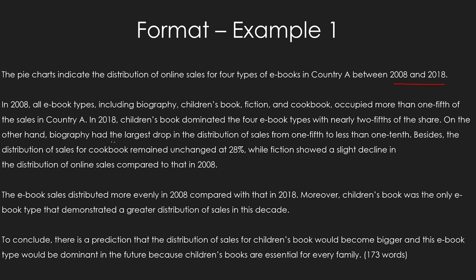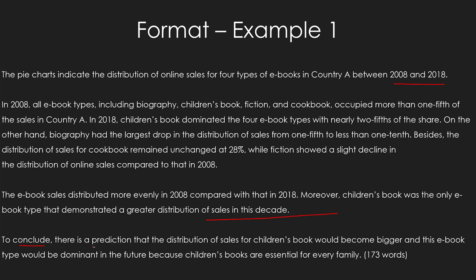On the other hand, biography had the largest drop in the distribution of sales from 1/5 to less than 1/10. Besides, the distribution of sales for cookbook remained unchanged at 28%, while fiction showed a slight decline in the distribution of online sales compared to that in 2008. The ebook sales distributed more evenly in 2008 compared with that in 2018. Moreover, children's book was the only ebook type that demonstrated a great distribution of sales in the decade.